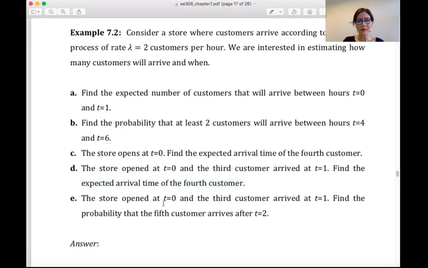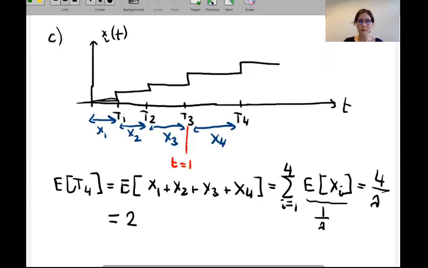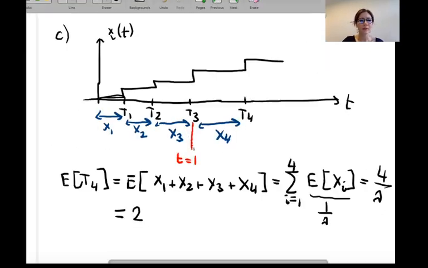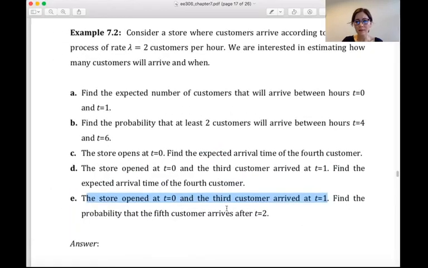Now the last part goes the same way. The store opened at t equals 0. The third person arrived at t equals 1, so we are still in this setting. The third person arrived here. Now what we're asked is: what is the probability that the fifth customer arrives after t equals 2?